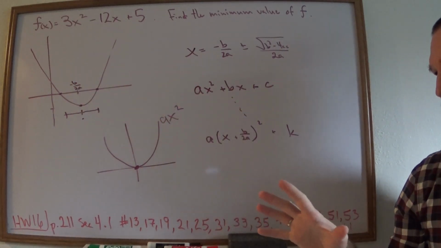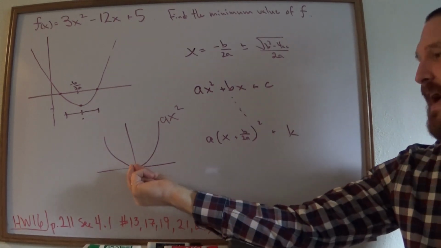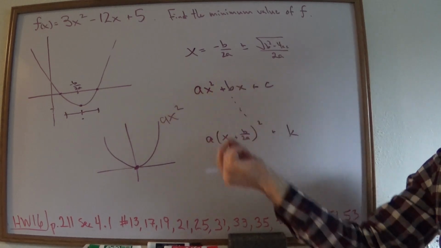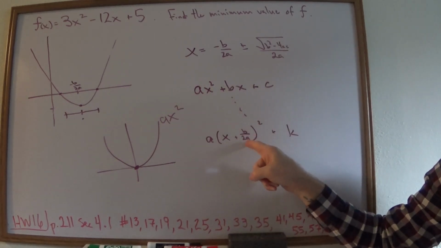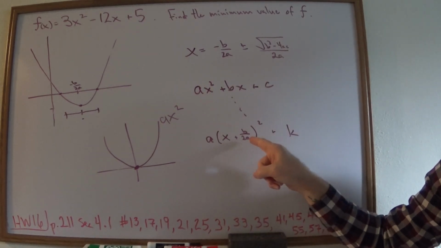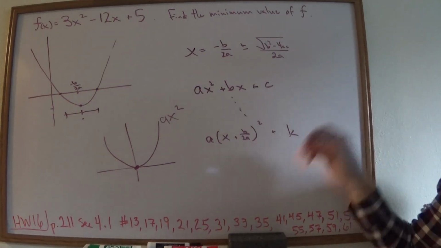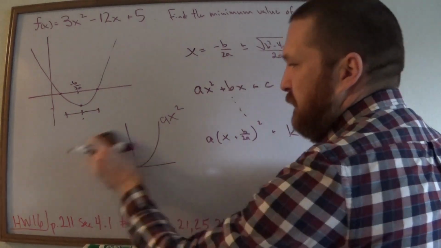Everybody with me on that? Okay, and so that's why that occurs. Then whatever that constant ends up being, it either shifts it up or down. But that's where you could tell where that vertex ends up in the x direction. So everybody remember that, right? Okay, so let's finish this problem here.